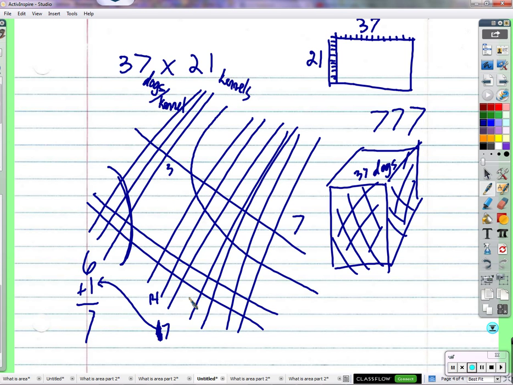I count these separately, but I put these together. I don't put these ones with these ones. I don't put these ones with those ones. But I can put these ones with those. I can combine. I can just count all of these intersections as one big group. They're a big group of something. These things are the same as these things. The question is, what are those things?